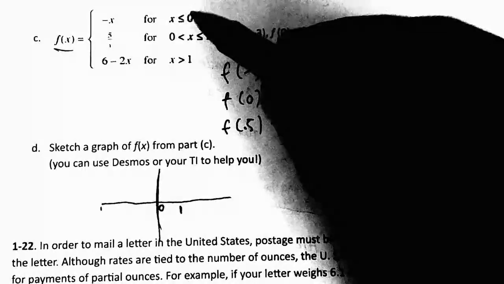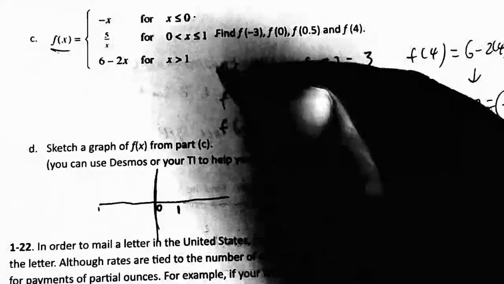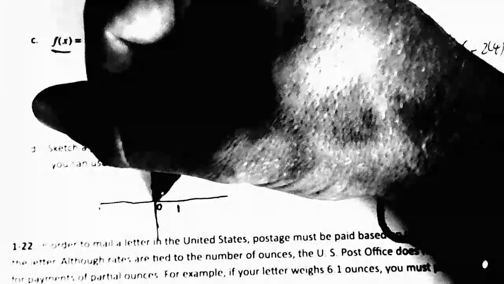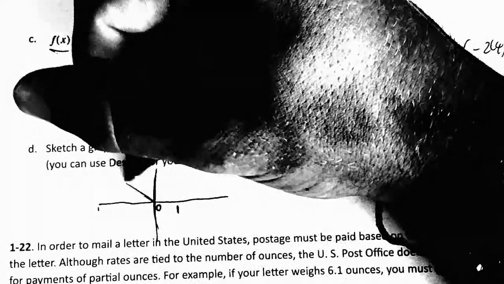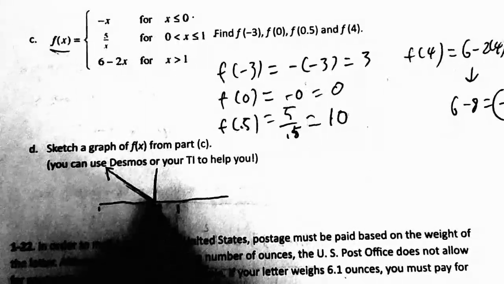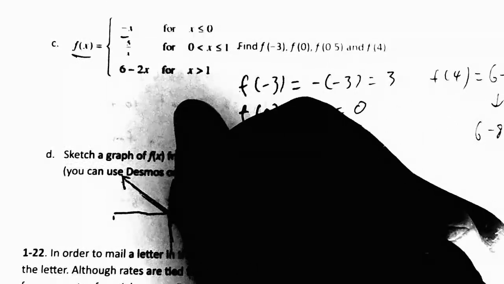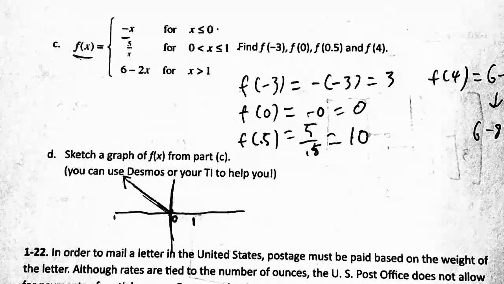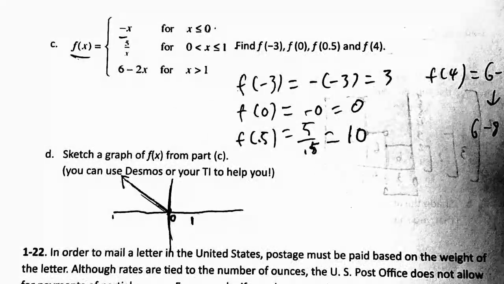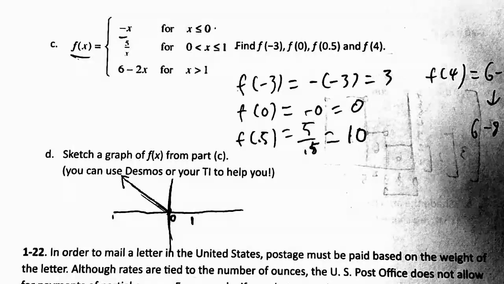So negative x, which is less than or equal to 0, means that I'm just going to have a straight line coming out of here with a slope of negative 1. Right, so this is my first part, negative x, up until 0, and this is a closed circle here at 0. Then greater than 0 to 1 is going to be 5 over x.